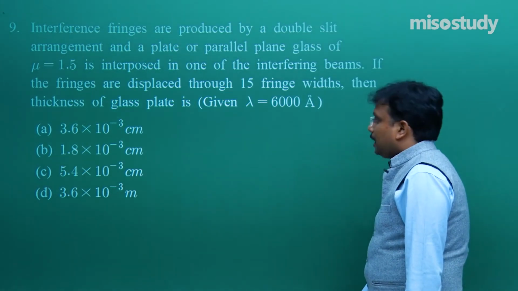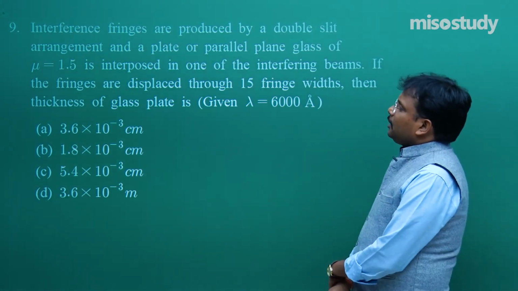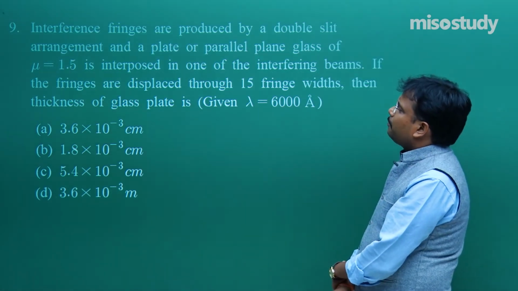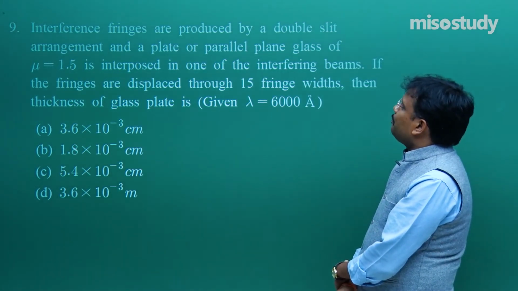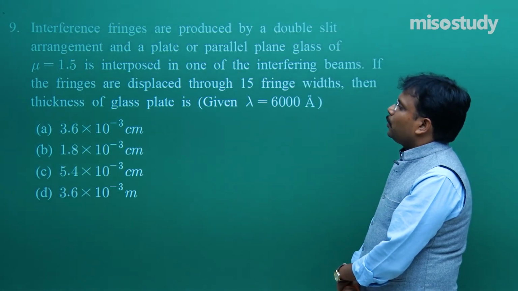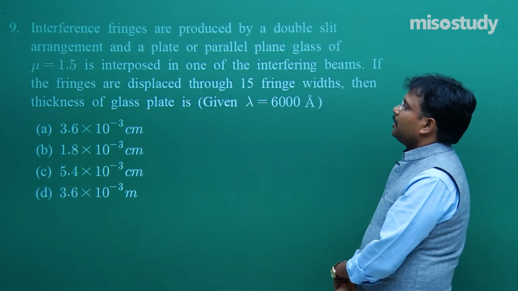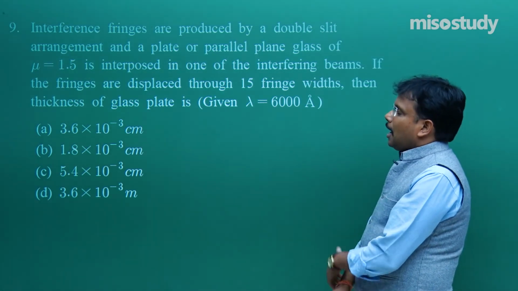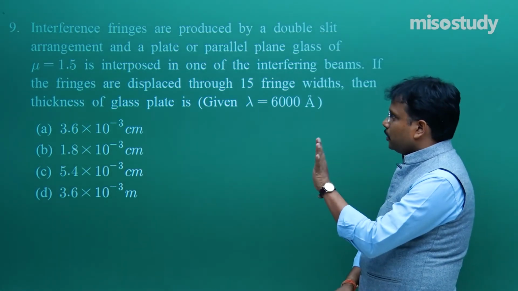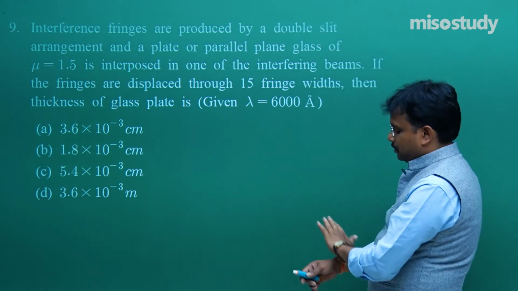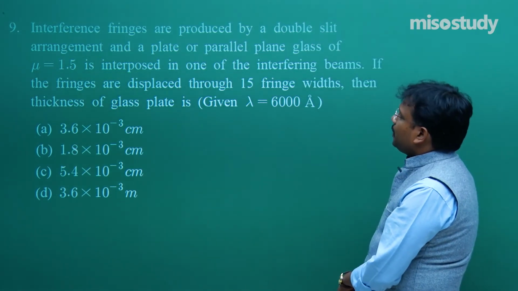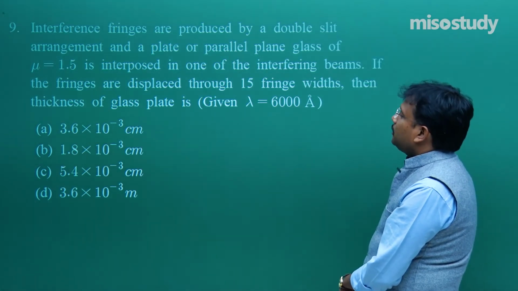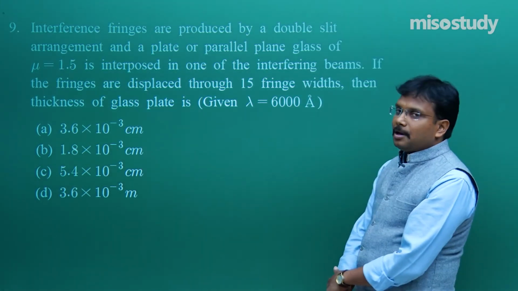Here it is, 9th question. Interference fringes are produced by a double slit arrangement, and a plate or parallel plane glass of mu equal to 1.5 is interposed in one of the interfering beams. Actually what is happening, I am going to explain with the help of a diagram, but just wait for some time. If the fringes are displaced through 15 fringe widths, then what is the thickness of the glass plate?